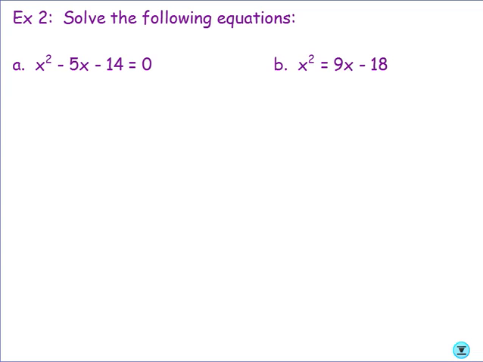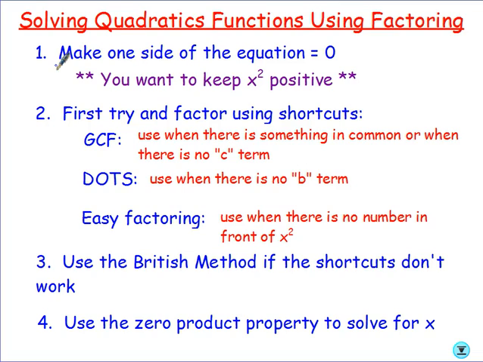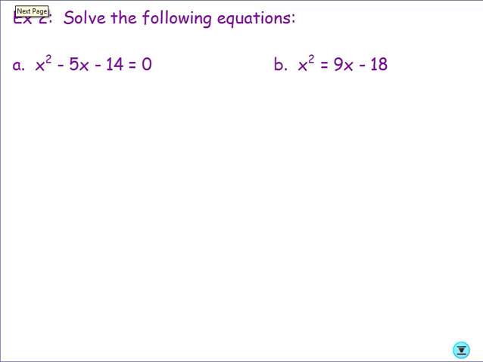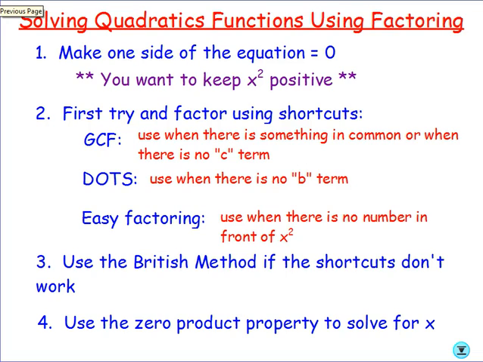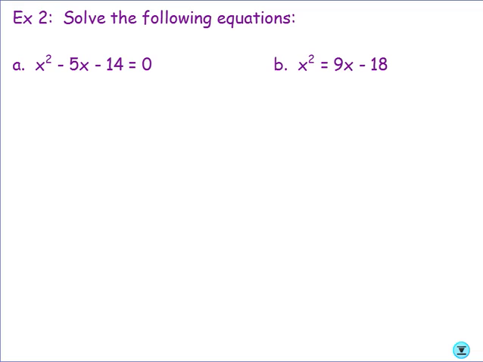Solve the following equations. Let's look at our steps again. First step, one side equal to 0. Well, this one already has a 0 right here, so we don't need to worry about the first step. Second step, we look for our shortcuts. We look to see: is there something in common or no C term? Is there no B term? Or is there no number in front of x squared? So let's take a look.